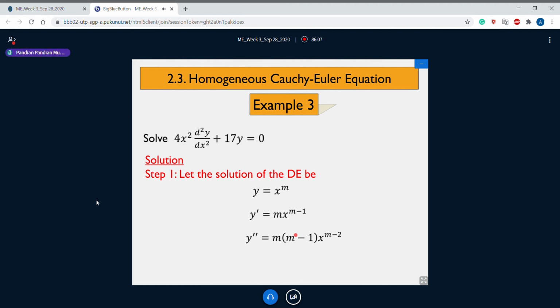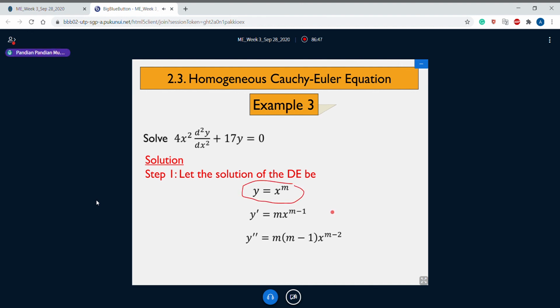So your auxiliary equation will be AM squared, that is 4M squared, plus (B minus A), 0 minus 4, so minus 4M, plus C. C is 17, equals 0. So this is the auxiliary equation. But here we want to derive from the beginning. This is a good exercise again. We want to derive, show all the ways how to get the auxiliary equation. So you start with y equals x power m.